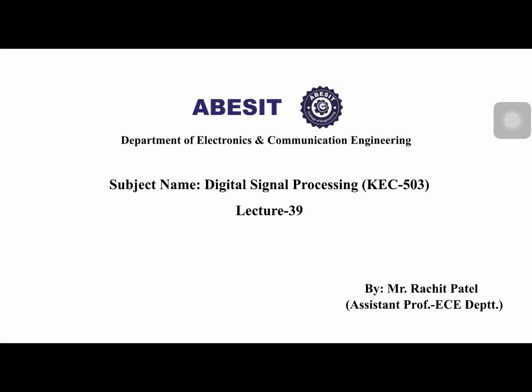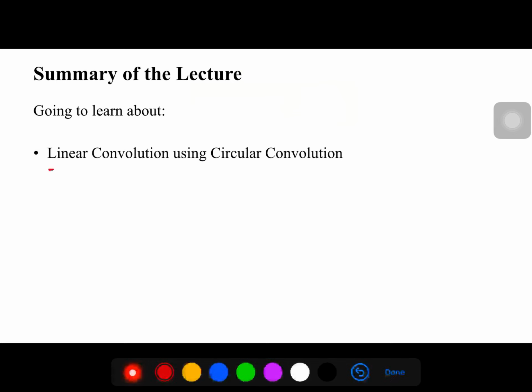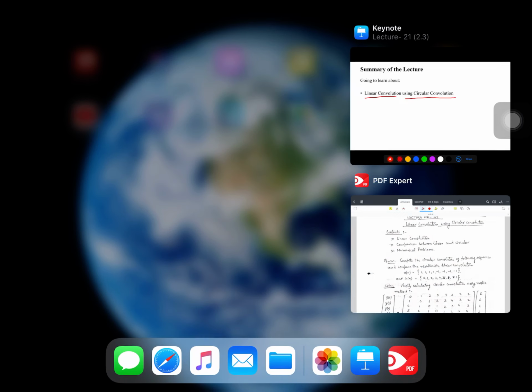This is lecture 39 based on the 4th unit, and in this lecture we are going to discuss linear convolution using circular convolution. We already read about the circular convolution. Now, in this lecture we are going to calculate the linear convolution with the help of the circular convolution. So, let us start with the lecture.